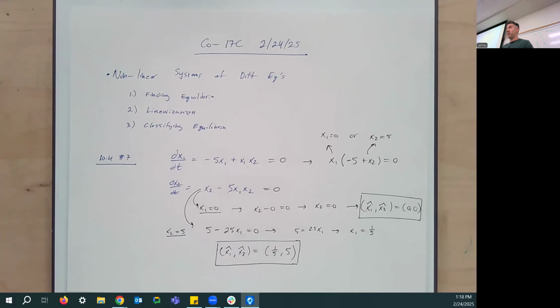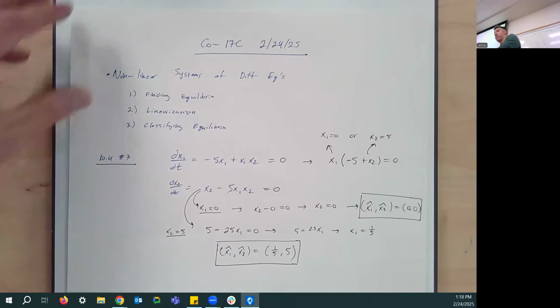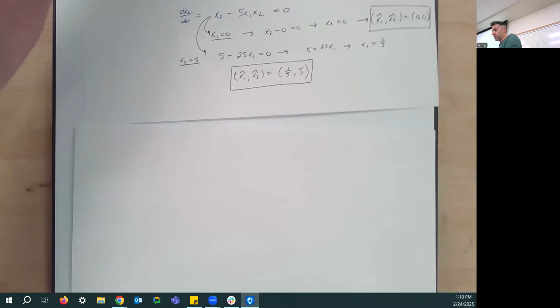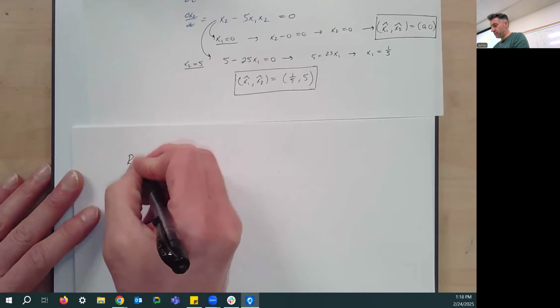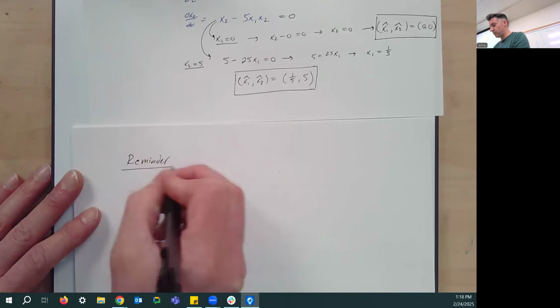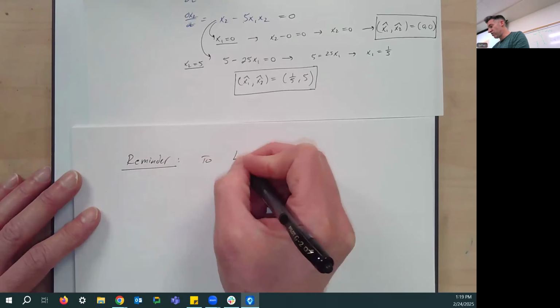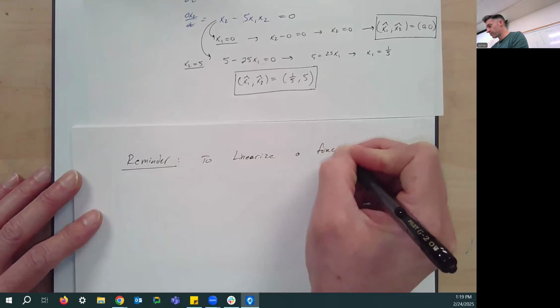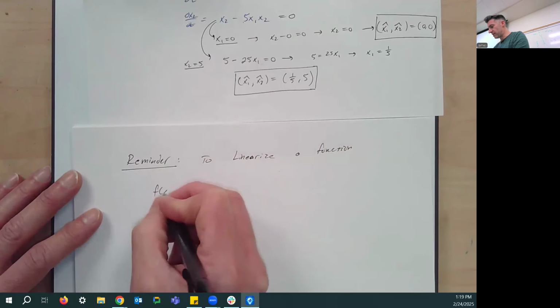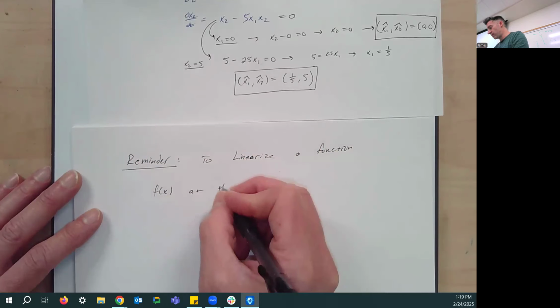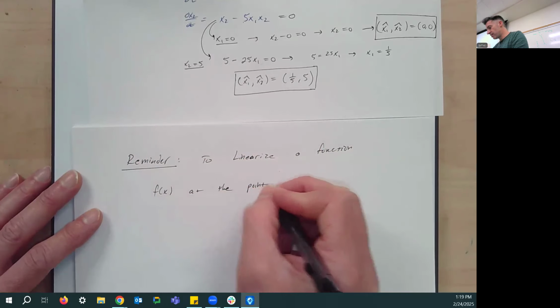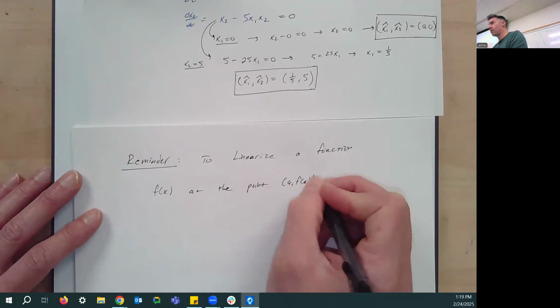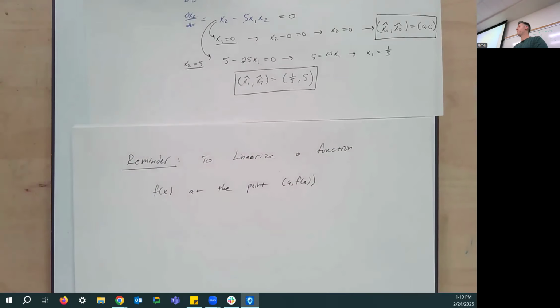Same idea. Really, there's not a lot more to say. As a reminder, way back when, you probably don't need to write this down, I'm just going to remind you how to linearize a function f of x at the point a comma f of a, which is just a lot of fancy words for finding the equation of the tangent line at the point a comma f of a.